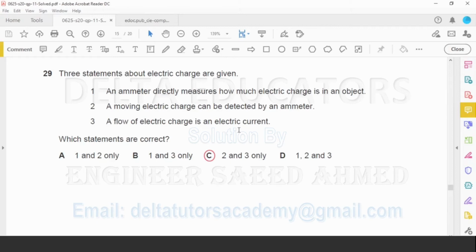Point 2. A moving electric charge can be detected by an ammeter. Yes, it is the correct point. An ammeter detects the flow of electrical charges. So this point 2 is correct. Point 3. A flow of electric charge is an electric current. Yes, it is also correct. Electrical current is defined as the rate of flow of electrical charges. So here point 2 and point 3 are correct. Point 2 and point 3 only is given in option C. So here the correct option is option C.